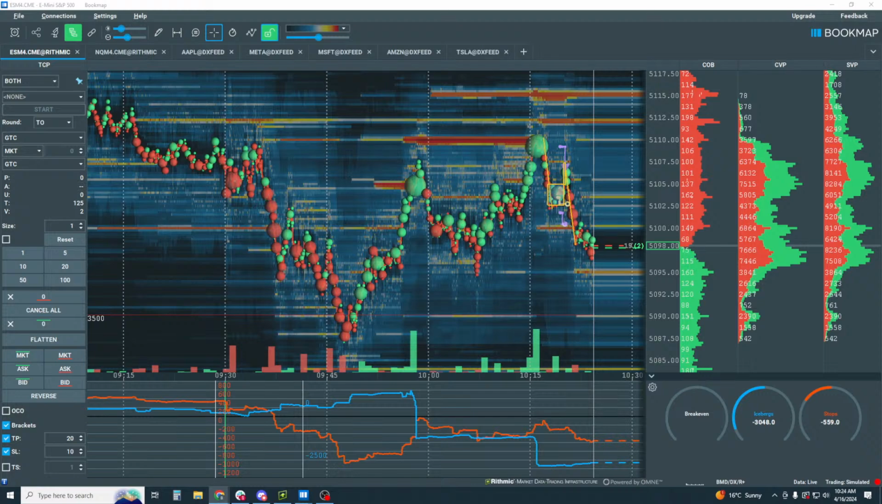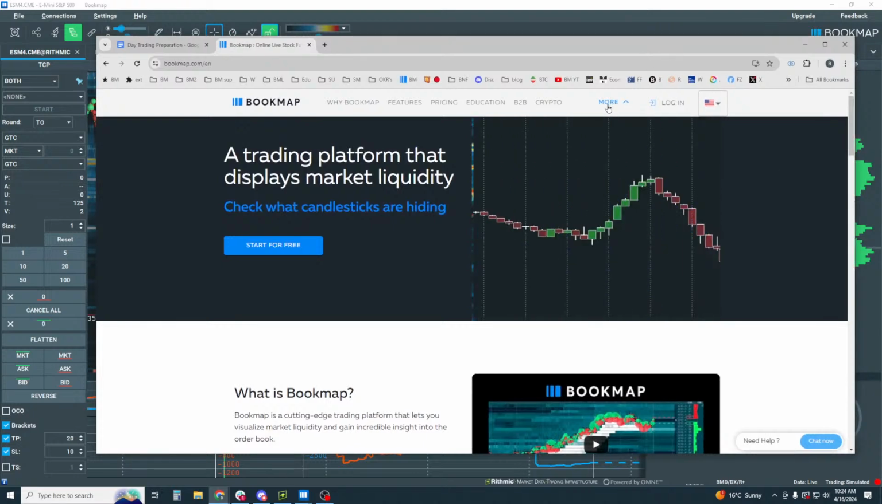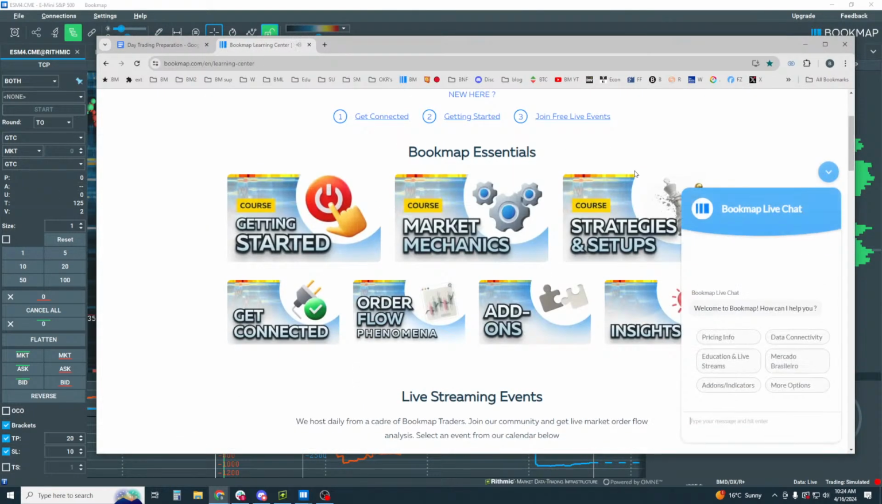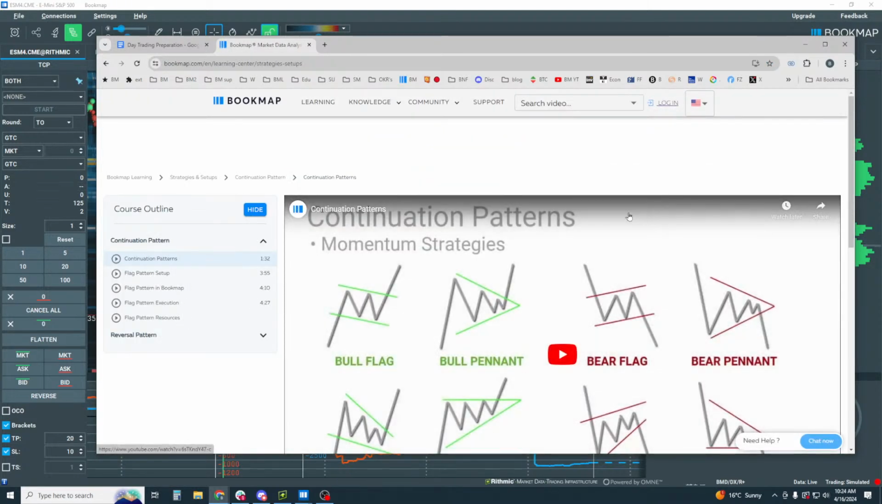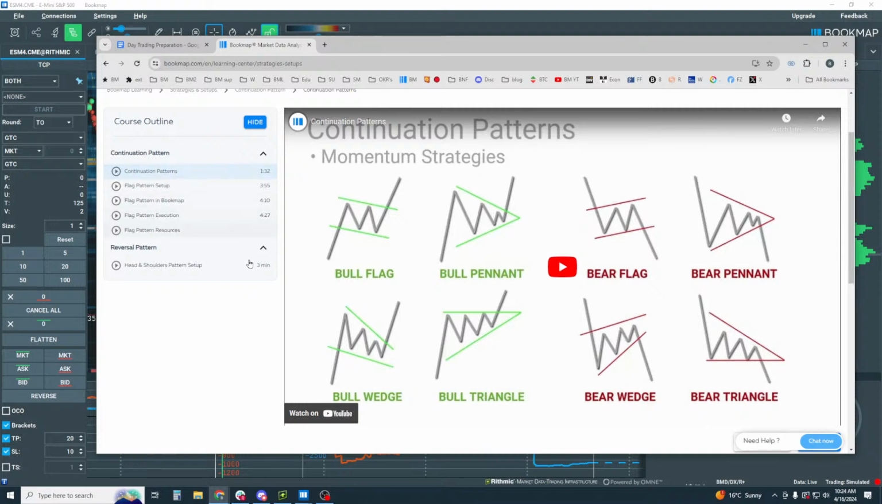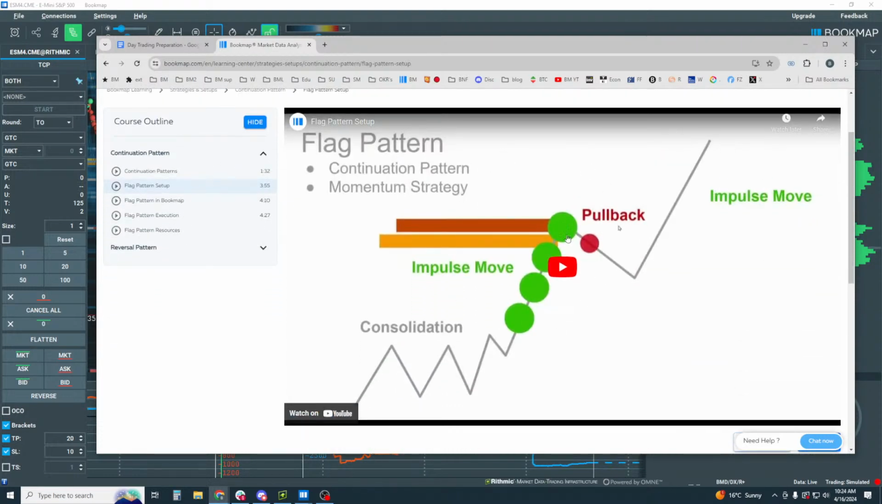All right. So let's see here. Our setups. Okay, we're going to keep it really simple for our setups. Go to bookmap.com, go to education. Okay, and we're going to use different variations from strategies and setups here. All right, so continuation pattern and reversal pattern. Okay, these are the two setups we're going to be looking for. Maybe we'll find something else, but we're going to focus on these for now. Very, very simple setups. Okay, very profound though.